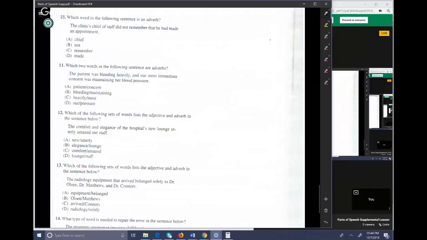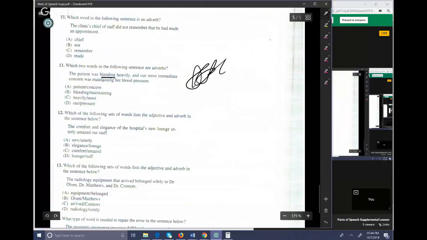Let's do 11 because then we get to do 2 adverbs. So here's 11 over here. Which 2 words in the following sentence are adverbs? An adverb further describes an action. I instantly see a verb right here. Bleeding is an active verb.